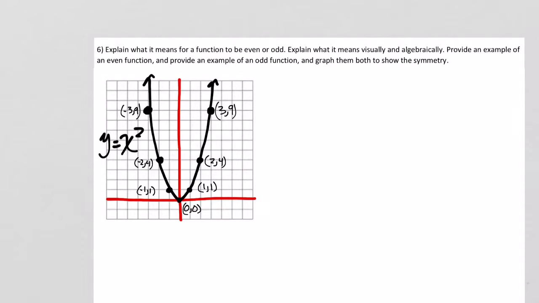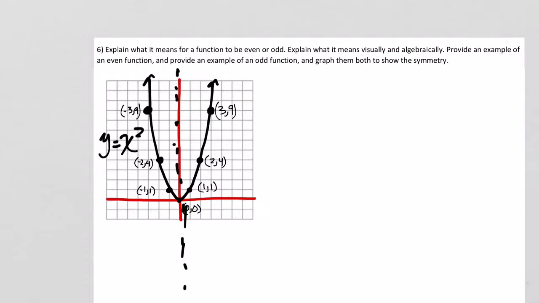Alright, so here we have the graph of y equals x squared. This is the most basic example of a function that shows to be an even function. It has symmetry across the vertical y-axis right there. Notice if I go 1 to the right, I go 1 up. If I go 1 to the left, I go 1 up. If I go 2 to the right, I go 4 up. If I go 2 to the left, I go 4 up. If I go 3 to the right, I go 9 up. And if I go 3 to the left, I also go 9 up.